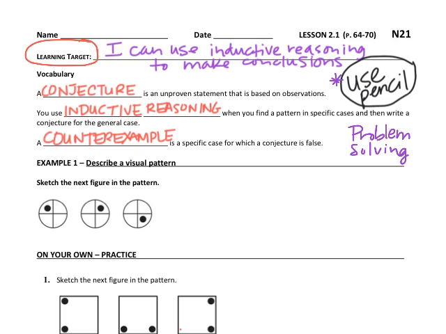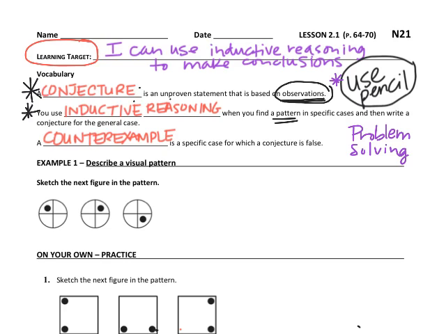And then we have 3 vocabulary terms. The first one is going to be conjecture. A conjecture is an unproven statement that is based on observations. So anytime we're doing inductive reasoning, we're using observations or we're looking at patterns. Next vocabulary is inductive reasoning. You use inductive reasoning when you find a pattern in specific cases, and then write a conjecture for the general case. So you can see that conjecture and inductive reasoning kind of go together.